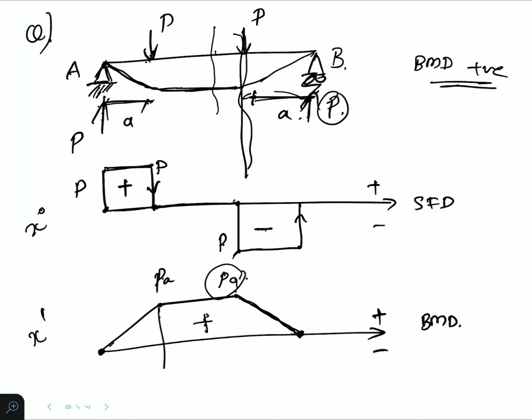In this particular section we'll have a case of pure bending. Shear force is 0 in this section. This is a case of pure bending occurring between these two portions. Okay, so that is there.